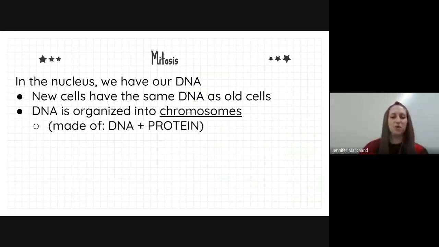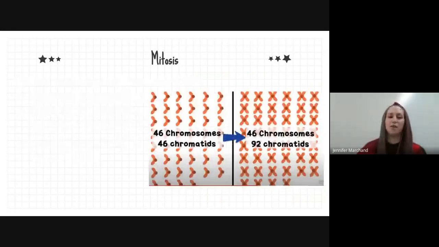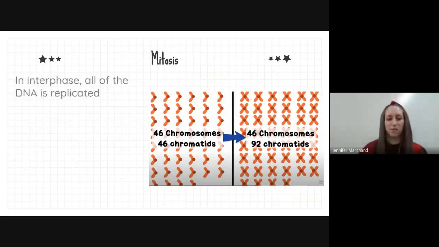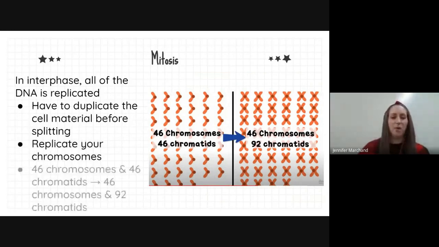DNA is organized into chromosomes, which are made up of some DNA and a little bit of protein. Humans have 46 chromosomes in the nuclei of every human body cell. So we have 46 chromosomes, 46 chromatids, and then when they divide, you get 92 chromatids, but still 46 chromosomes, and that's when they split in two. In interphase, all the DNA is replicated. When you duplicate the cell material before splitting and replicate the chromosomes, you end up with double the amount of chromatids, but still the same amount of chromosomes.